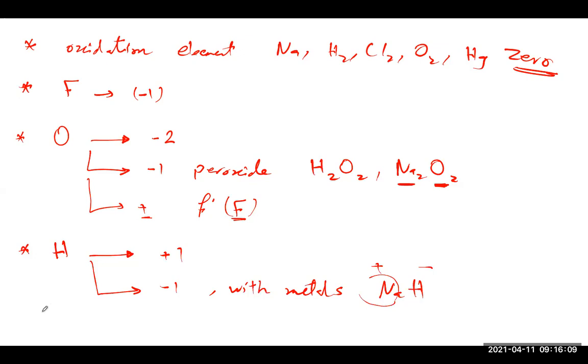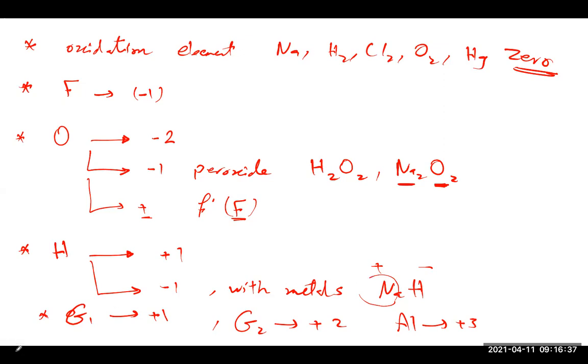Okay, so we should also know that in group 1, all the elements will always be +1. In group 2 of the periodic table, all the elements will be +2, and aluminum will be +3. So we need to use this information in order to calculate the oxidation number of any other element. Any other element except fluorine, oxygen, hydrogen, group 1, and group 2 will be unknown.